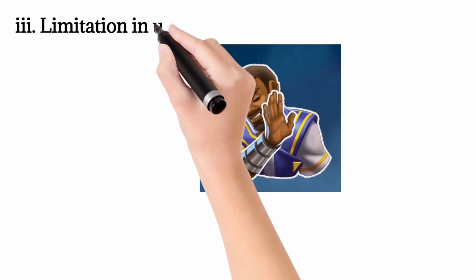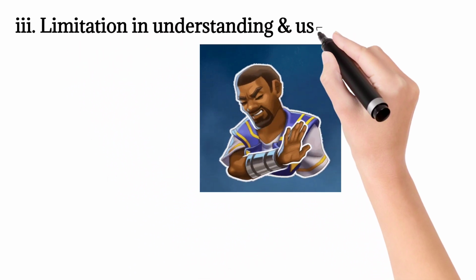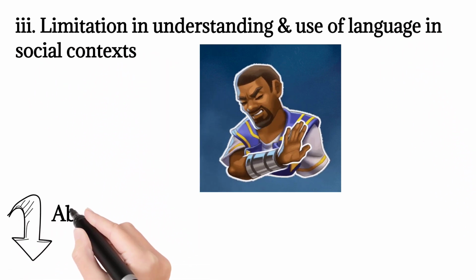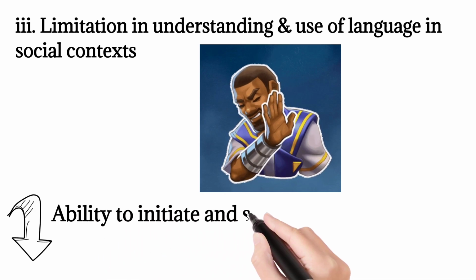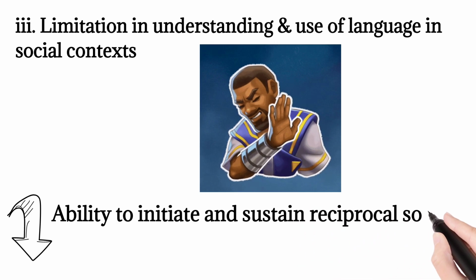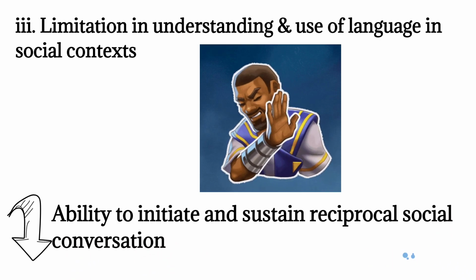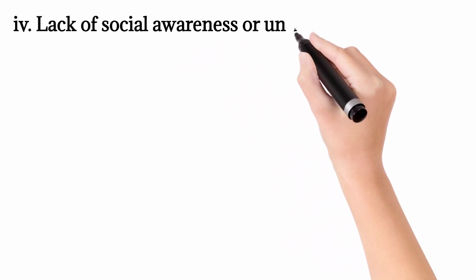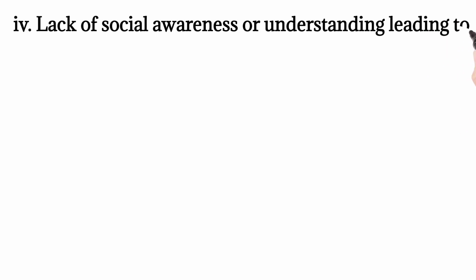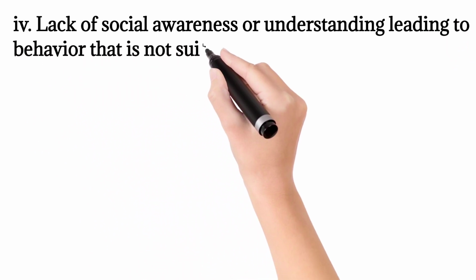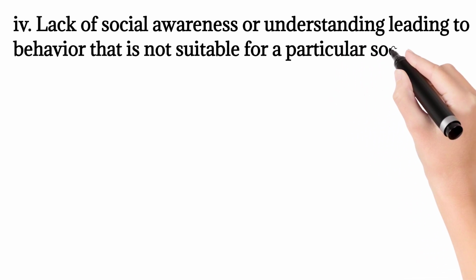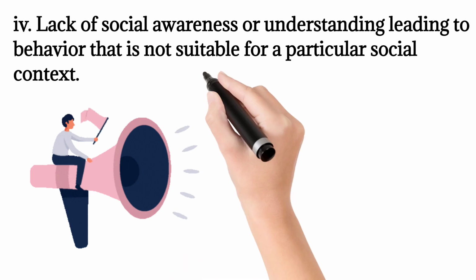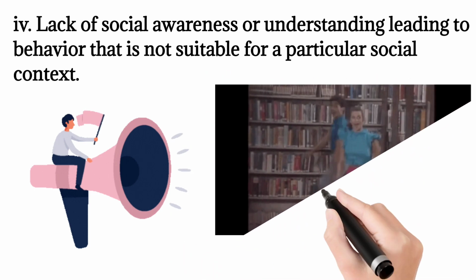Next is limitation in understanding and use of language in social context. Also, reduced ability to initiate and sustain reciprocal social conversation. Next is lack of social awareness or understanding, leading to behavior that is not suitable for a particular social context. That is, being unaware of social norms, for instance, dancing and laughing in a library or quiet space.